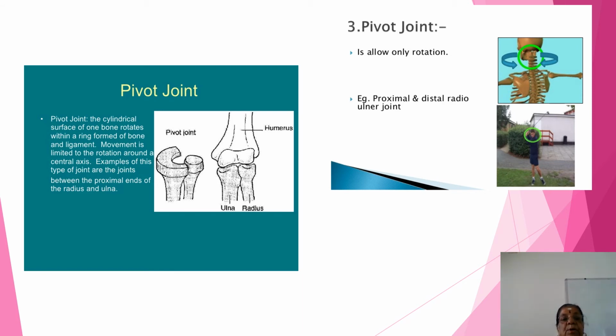Right? So now pivot joint, the cylindrical surface of one bone rotates within a ring formed of bone and ligaments. Movement is limited to rotation around a central axis. Example, joints between the proximal ends of the radius and ulna.